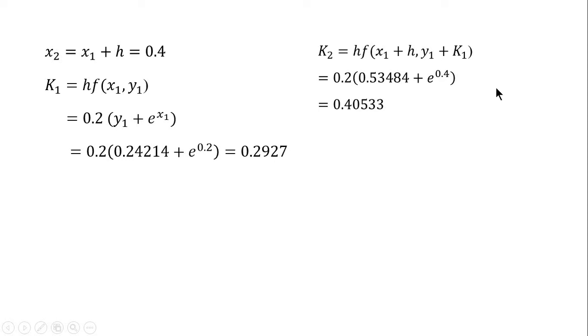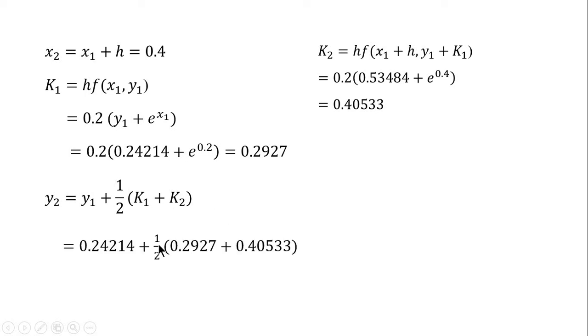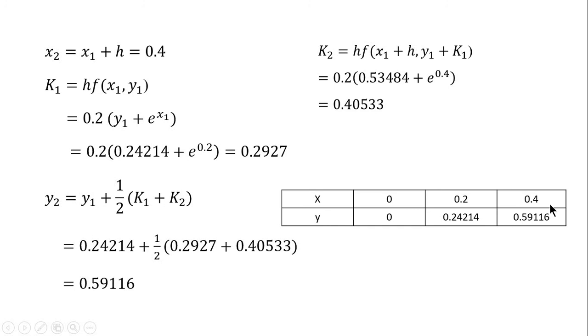Once we get k1 and k2, substitute in y2 formula y1 plus average of k1 and k2. Thus we get the value of y2, and corresponding to x2 we have got the value of y2. I am going to modify the table. So corresponding to 0.4 we get the value of y2. Thus we have finished the problem.